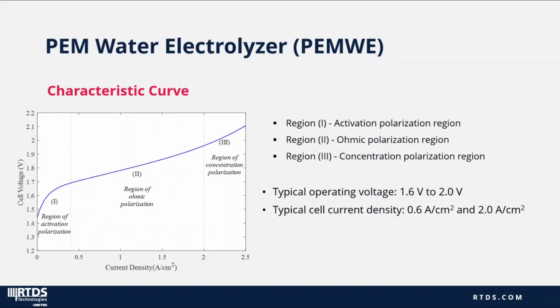Typical operating voltage range for a PEM type electrolysis cell is 1.6 volts to 2 volts, and current density varies from 0.6 to 2 amperes per square centimeter.